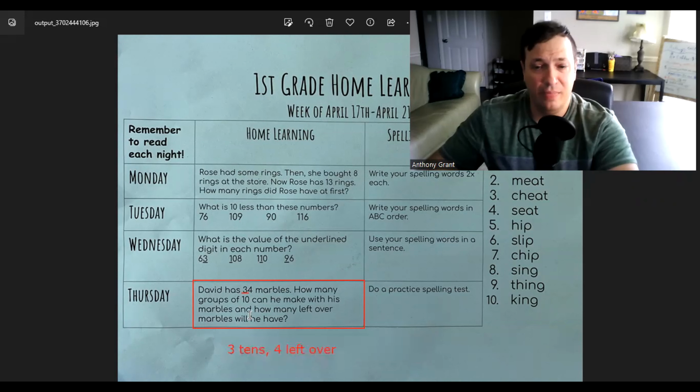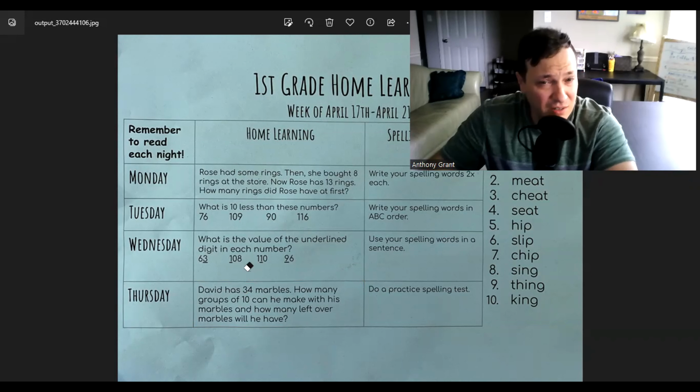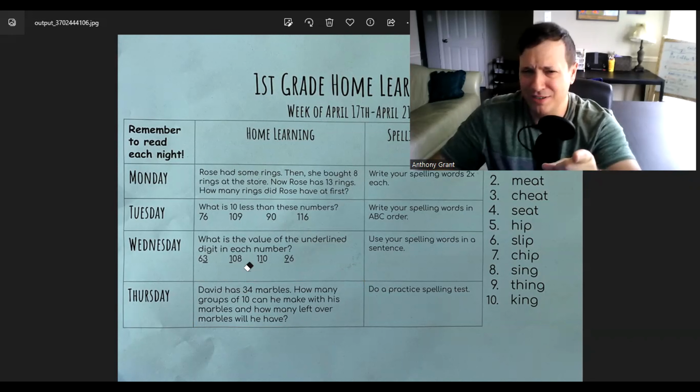So there you go. That is 1 week of home learning that they do in first grade. How do you guys do? Was it hard? Nah, I think you guys got it right.